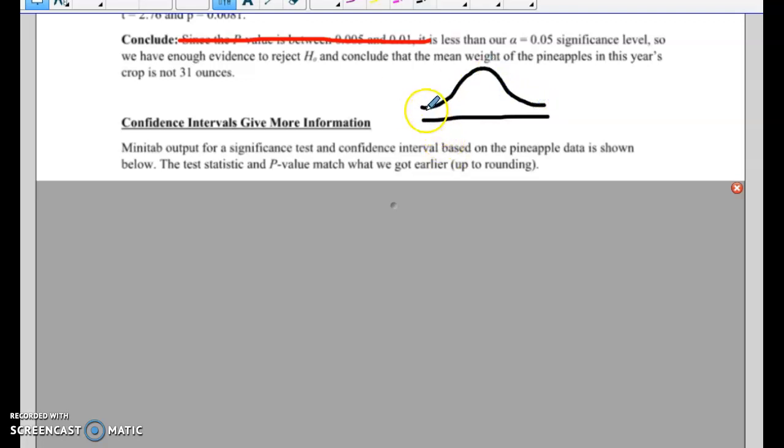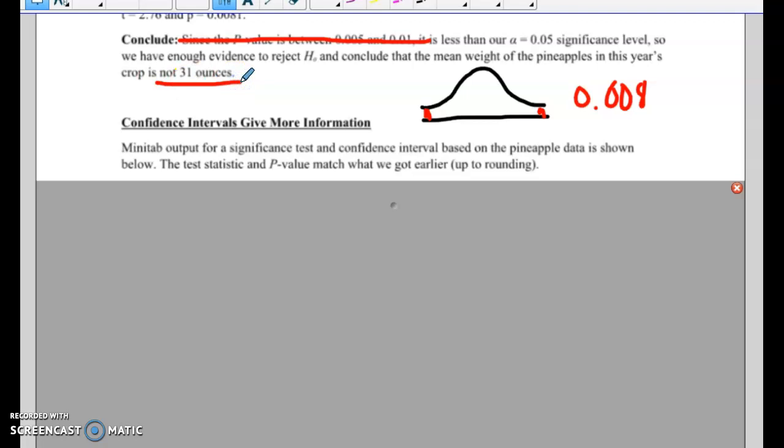Same thing. And we got some really small p-value. I think it was 0.008 or something like that. Something very small, and we rejected the null. So we said that the mean weight of the pineapples was different. That's all we conclude. We could say it wasn't 31 ounces. It's different from 31 ounces.